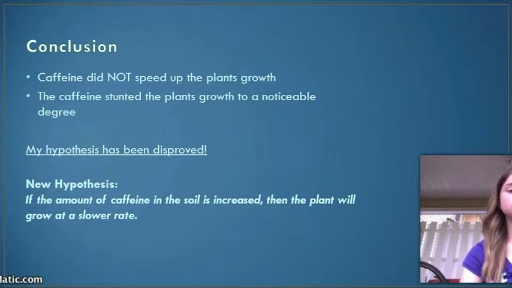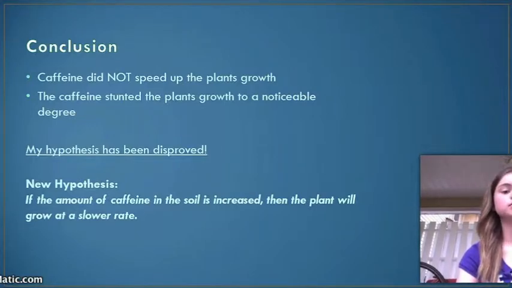I can conclude that the caffeine did not speed up the plant's growth. In fact, it did the exact opposite. It seems as though the caffeine had stunted the plant's development. Because of this, my hypothesis has been disproved. My new hypothesis is, if the amount of caffeine in the soil is increased, then the plant will grow at a slower rate.